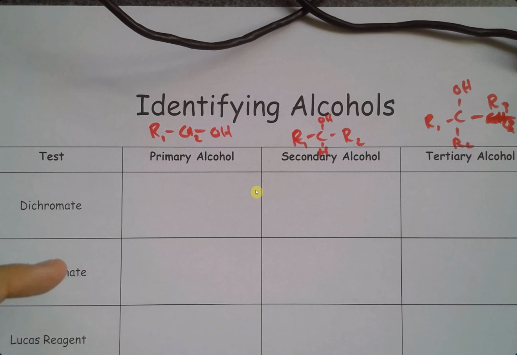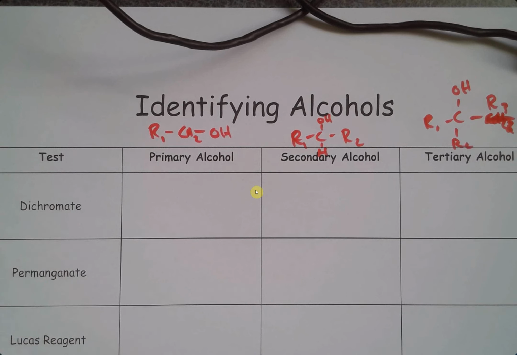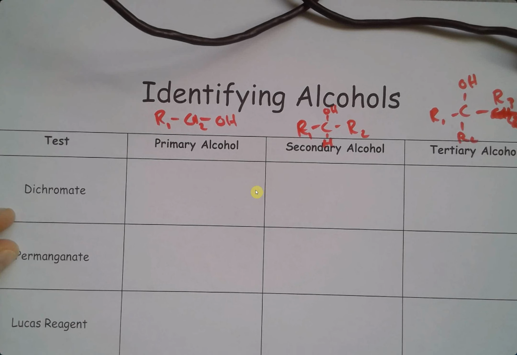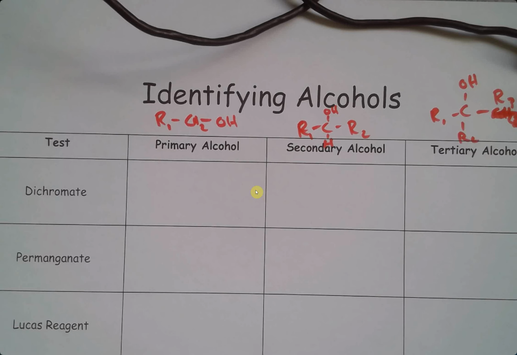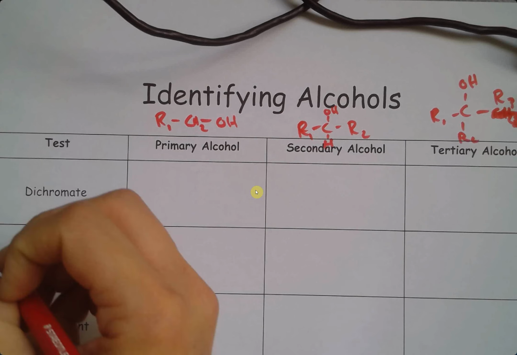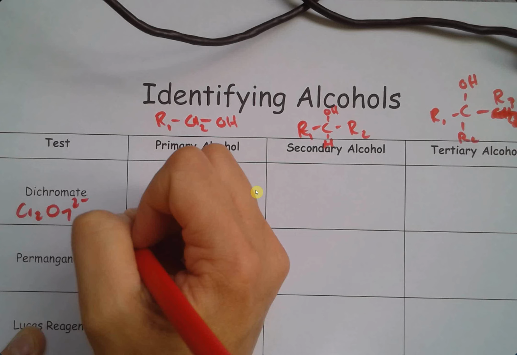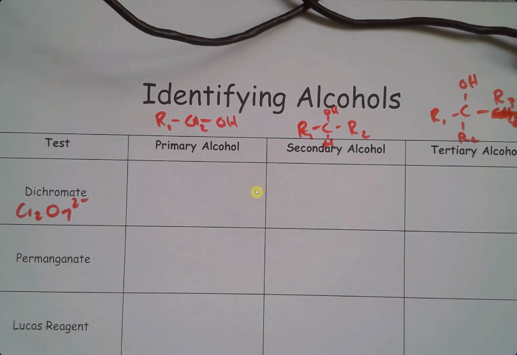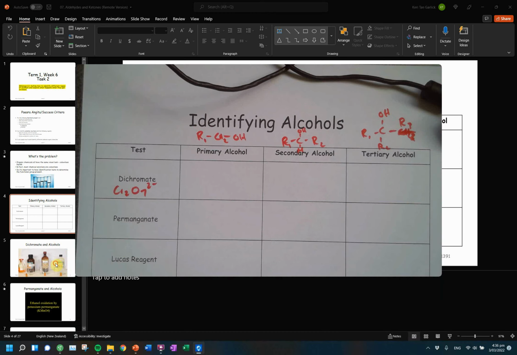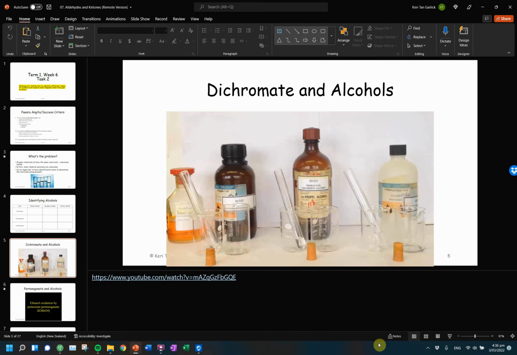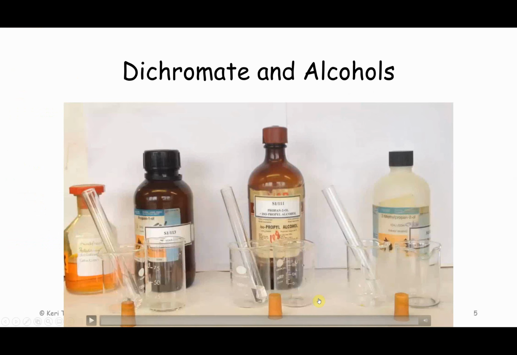All right, so there are three different tests that we're going to be talking about. The first two you have seen in redox last year. The last one will be new. So the first one is the dichromate reaction, which is Cr2O7 2-, if you remember that from redox. For that one, I do have a video. I'm going to skip through it because I don't want to watch the whole thing, but I have put the whole thing on my Google site if you do want to watch it.